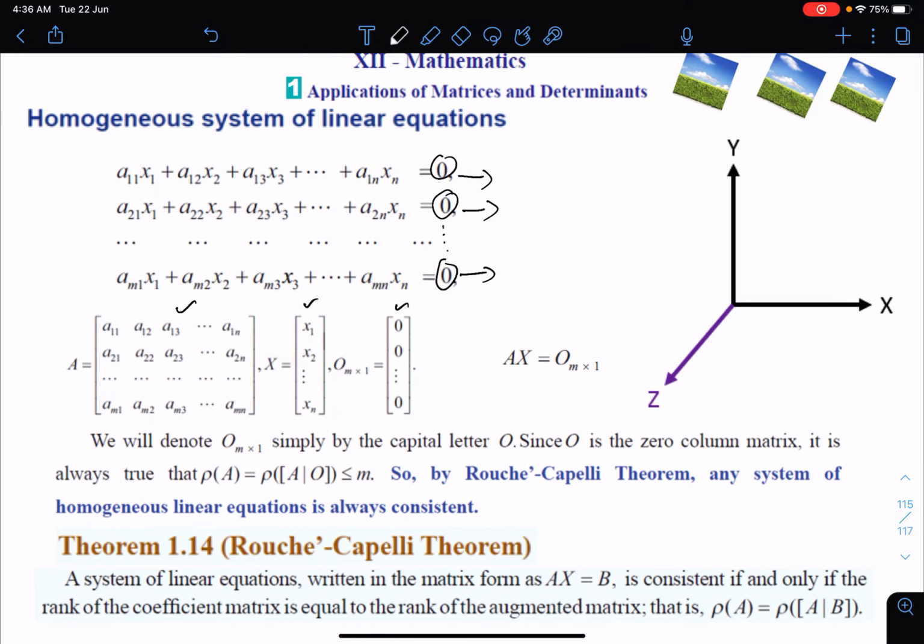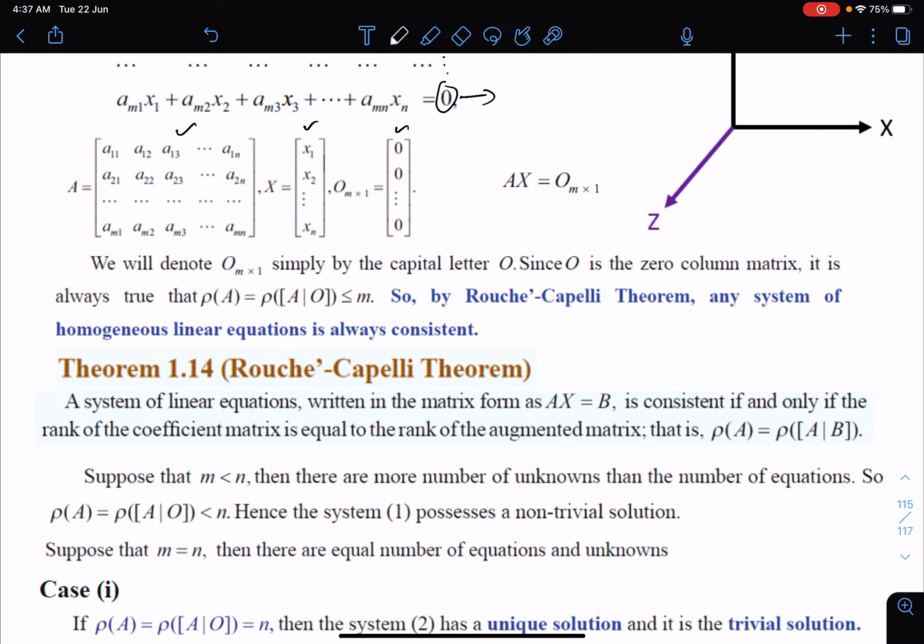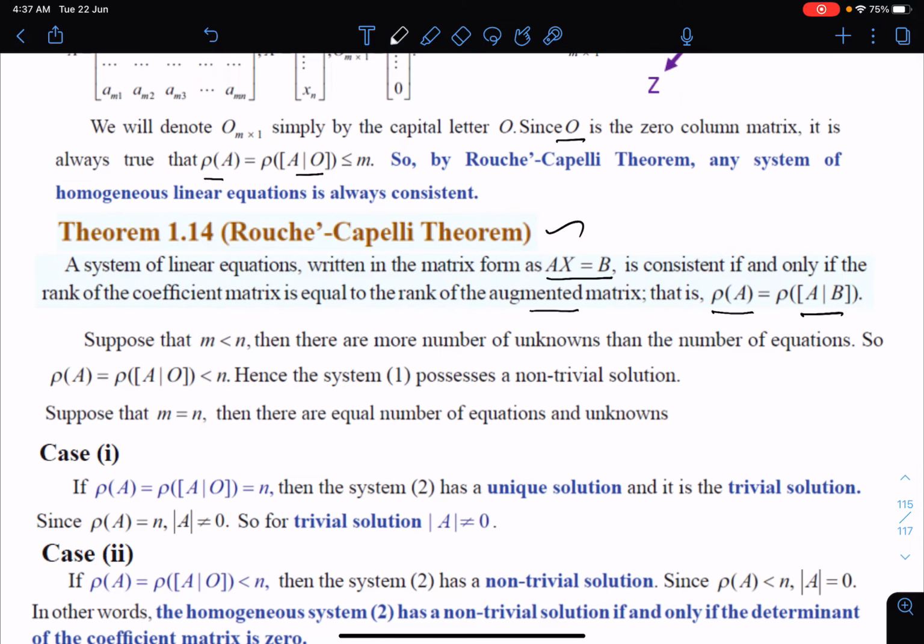Now what do we know about our Rouche-Capelli theorem? According to this theorem, a system of linear equations written in matrix form AX = B is consistent if and only if the rank of the coefficient matrix is equal to the rank of the augmented matrix. This is the condition, isn't it? Here also, we are going to use the same Rouche-Capelli theorem. Since O is the zero column matrix, the rank of A should be equal to the rank of the augmented matrix [A|O], which is less than or equal to n, the number of columns. From this theorem we get two cases.